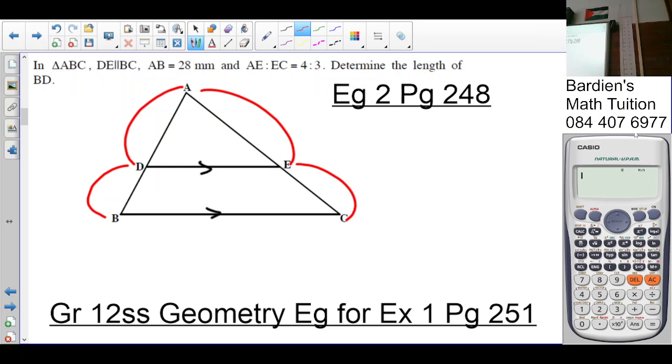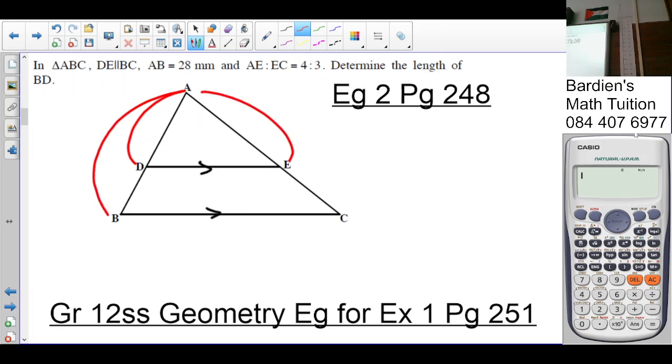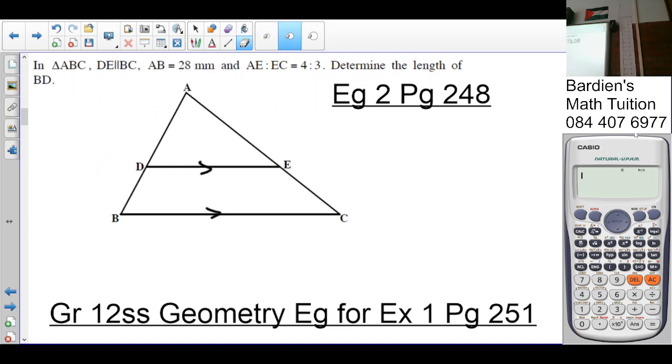We also know that AD over AB is equal to AE over AC, and all its variations. You guys understand? Just by saying those lines are parallel. So depending on what is given and what is needed, that is how I determine which ratio to go with. You guys understand? Right, so carry on the reading.